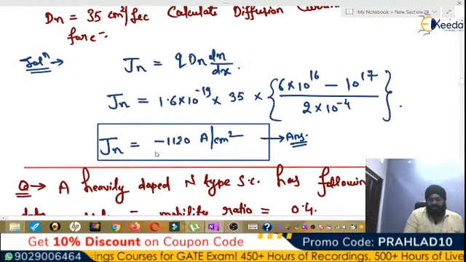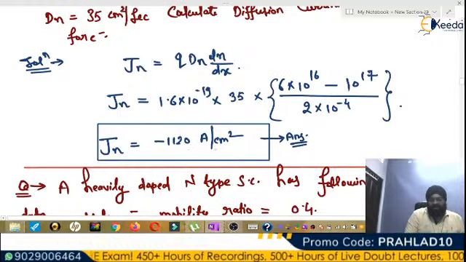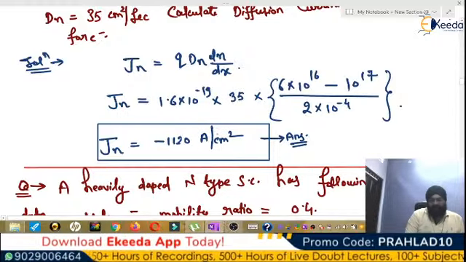So this answer comes as minus 1120 ampere per centimeter square.